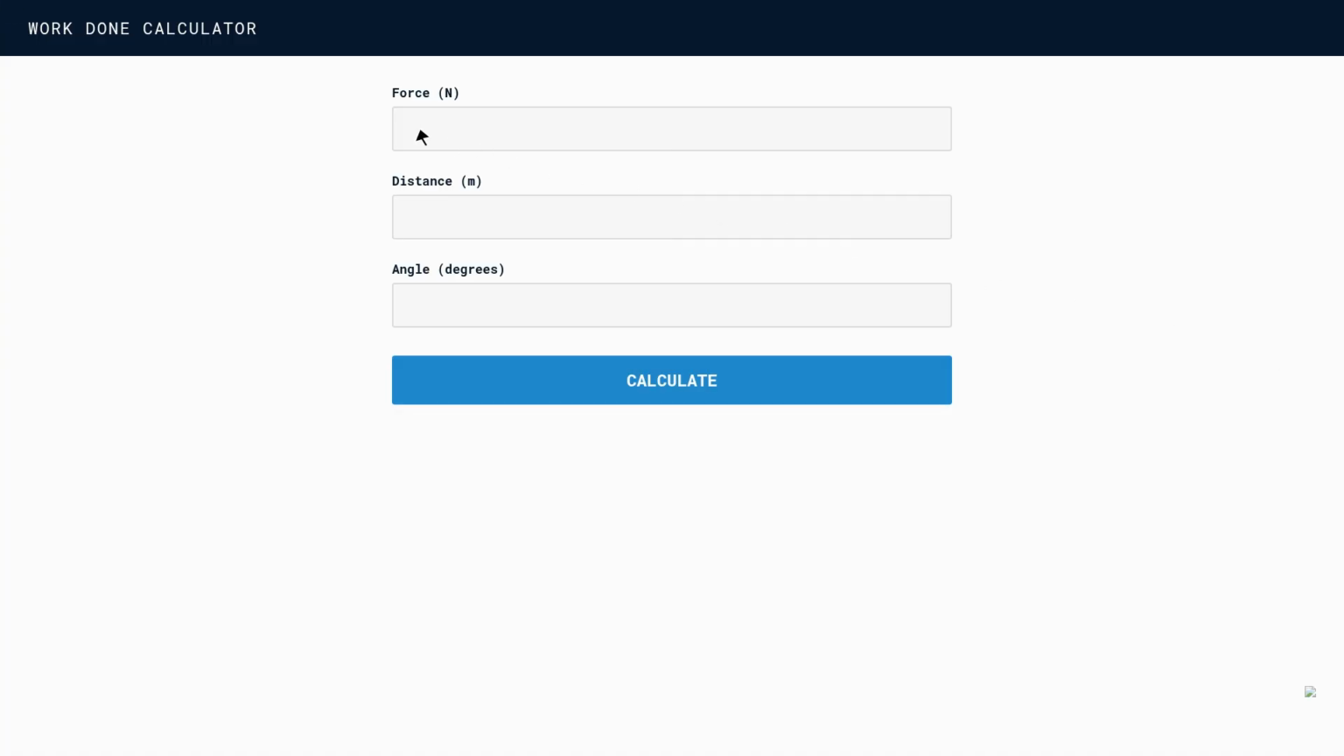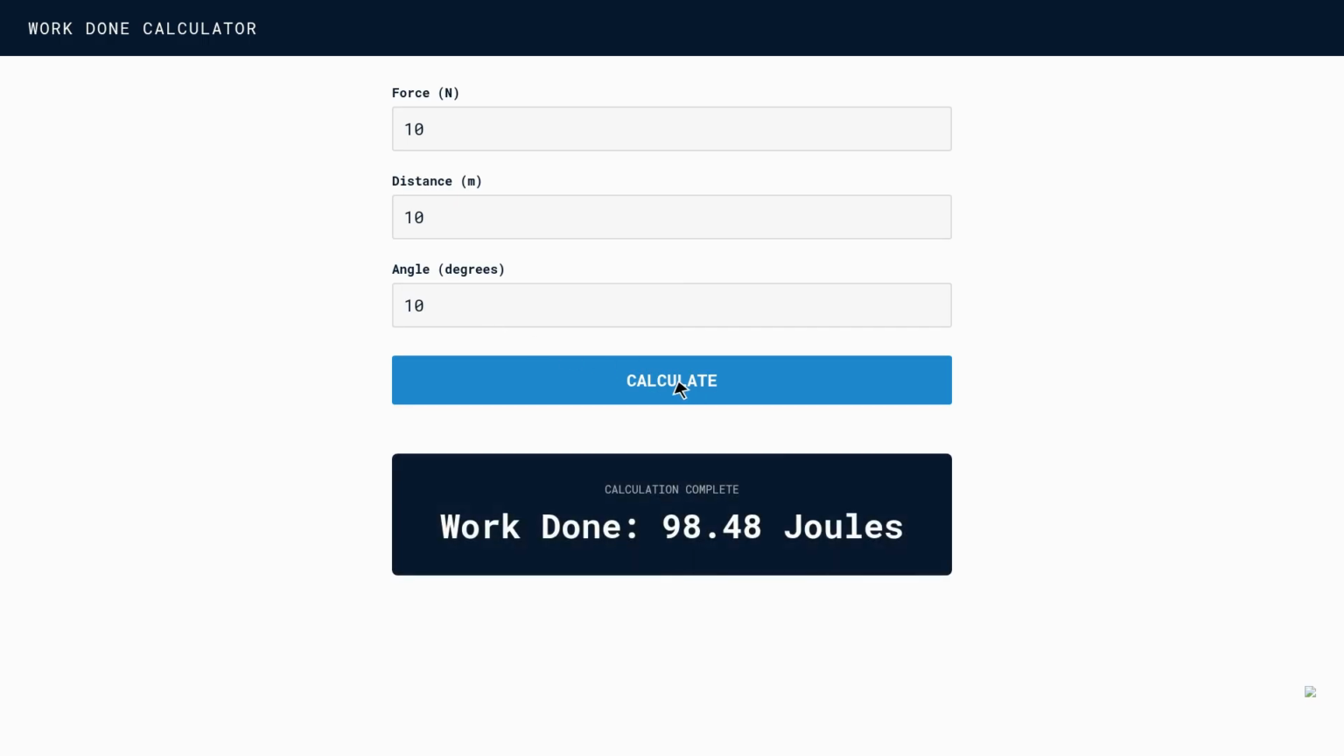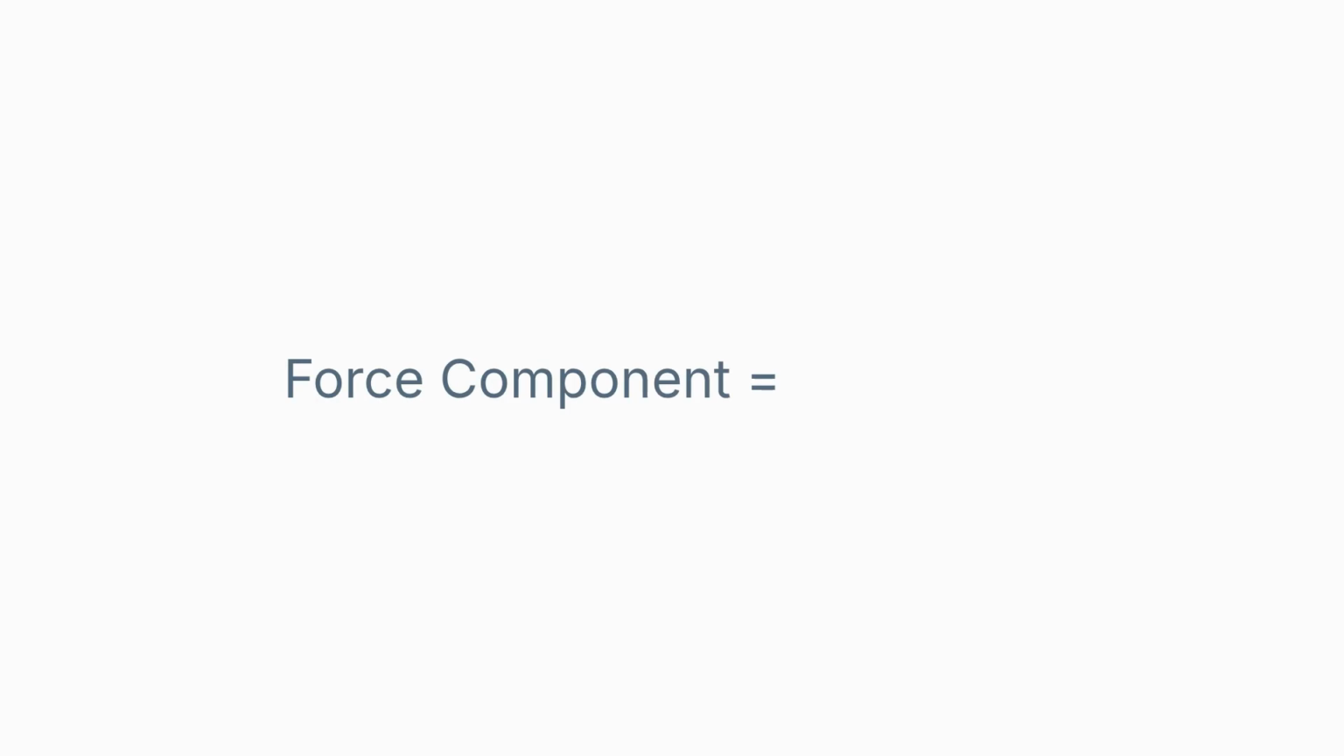Here's a worked example. I'll input force equals 10 newtons, distance equals 10 meters, and angle equals 10 degrees. After clicking calculate, the results show work done equals 98.48 joules, which represents the energy transferred when the force acts at an angle. The force component equals 9.85 newtons, showing the effective force in the direction of motion.